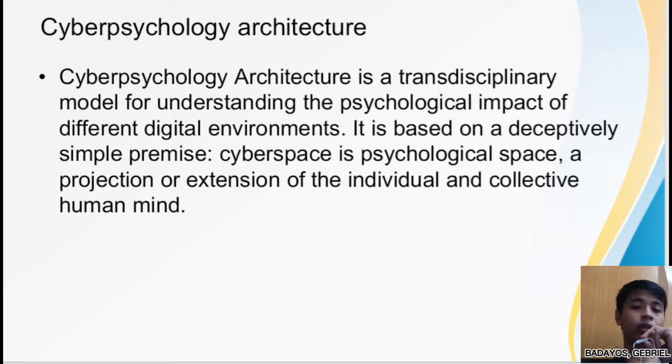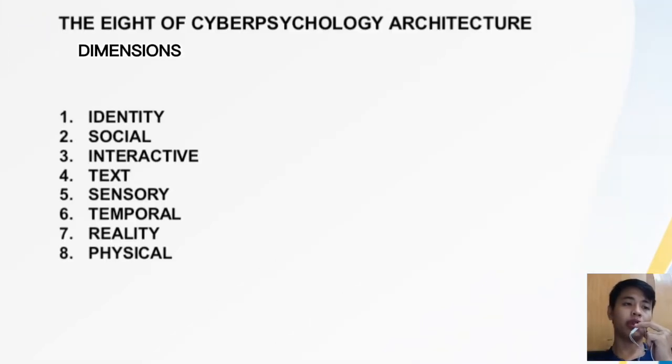The first dimension in cyber psychology architecture is the identity dimension. This includes the possibilities for self presentation that occur in a particular online environment, including how people consciously or unconsciously use or avoid them, as well as the types of healthy and pathological aspects of identity that they manifest in that environment.